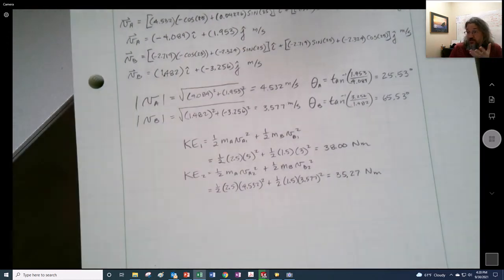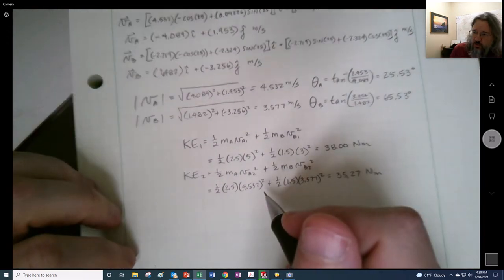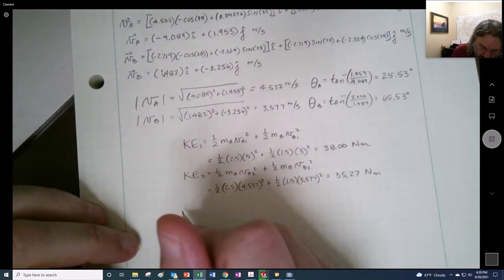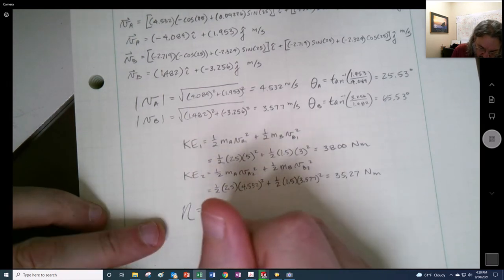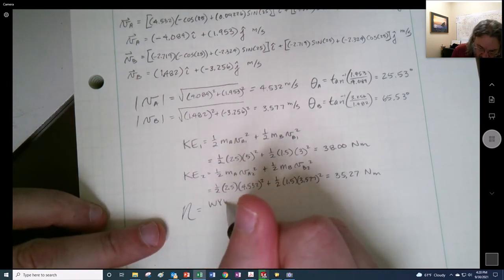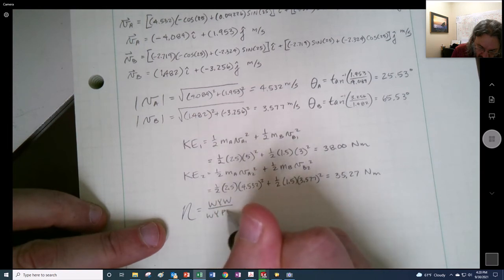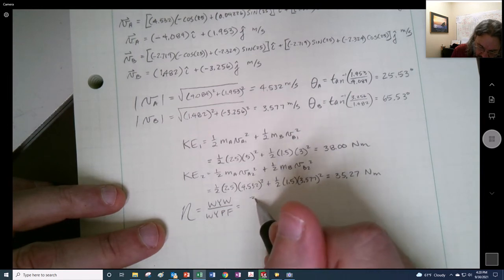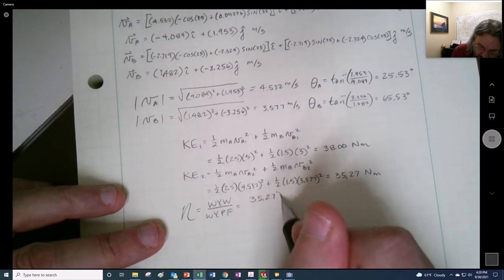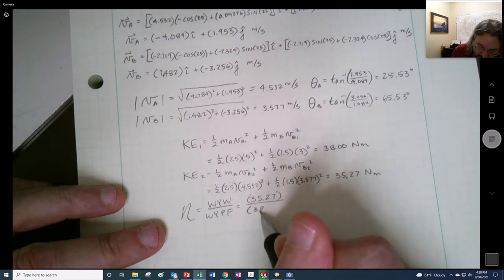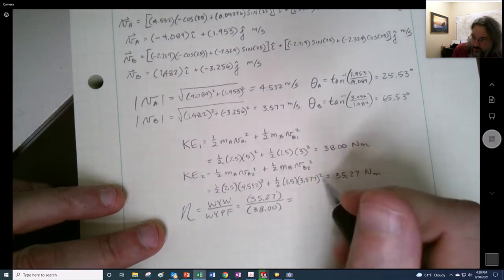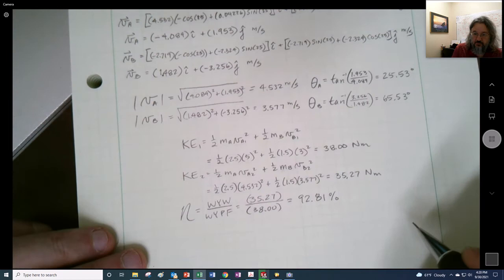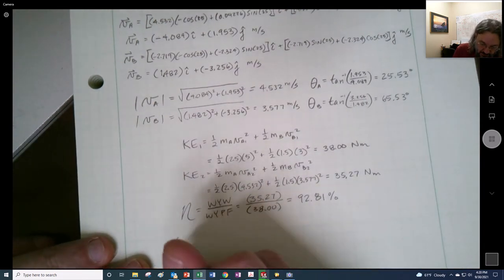So one of the things to take away from here is that there's no potential energy. So what happened to this? Well, it just went off into sound and vibration, maybe an itty bitty amount of heat because of the vibration. I don't know, can't really say. But the efficiency is what you want over what you paid for. What you wanted was the kinetic energy afterwards, but what you paid for was all this kinetic energy to start with. And so what you end up with is 92.81%.